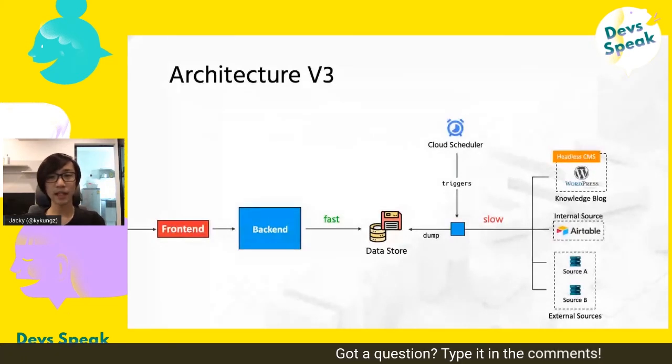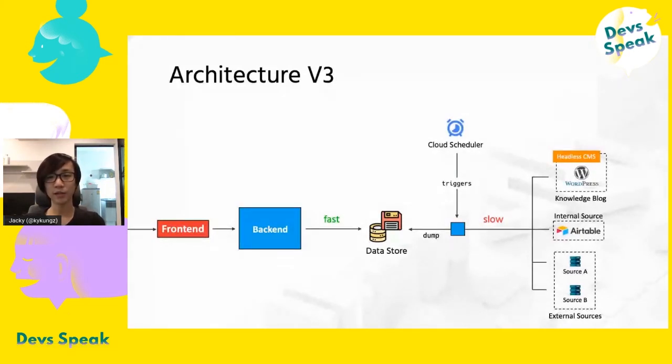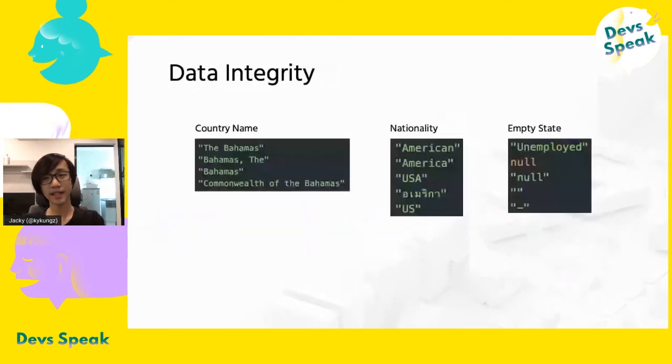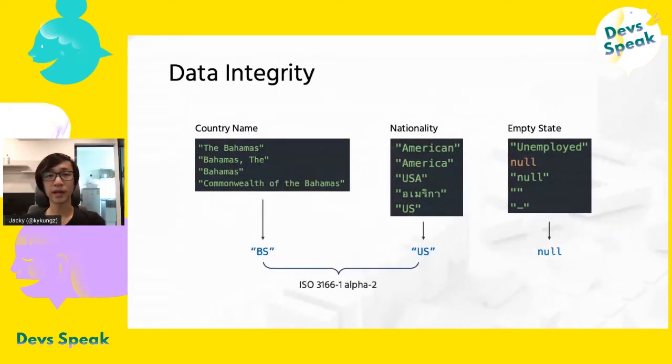And after the app was launched for a while, we had more and more new data sources coming in. We tried to integrate and merge them together, and now we are experiencing problems with data integrity. The data coming from different sources are kind of inconsistent. For example, we have the same country with different names, or we have so many forms of empty state. So we need to convert each data into the same form. For example, we use the ISO country code to name the countries and remove the data that is considered empty.